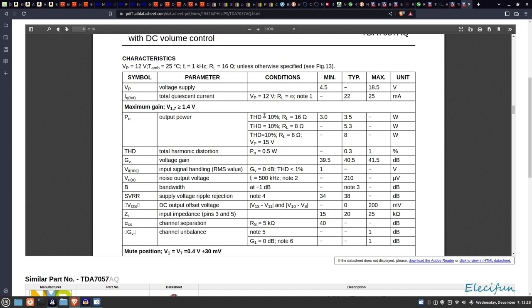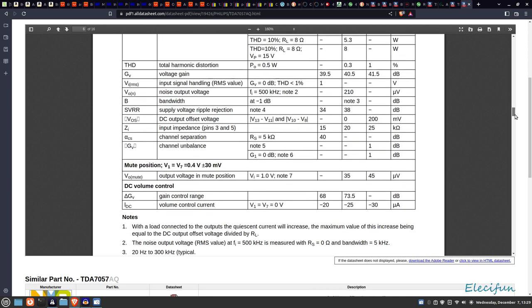So looking at 8 ohms, THD equals 10%. The resistive load of 8 ohms at 5.3 watts, that's 10% THD. Total harmonic distortion at 0.5 watts, it says typical 0.3, maximum 1%. That's not doing what I've shown in some videos: you run it until it clips and then you back it off so it's not clipping anymore on the sine wave, and you can do your calculations on what your wattage is. But you can't have it clipping. You can't have any distortion as such. Certainly not clipping.